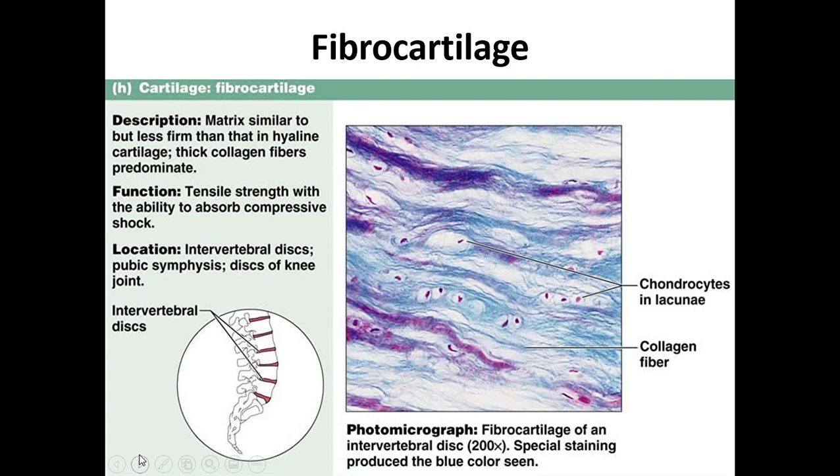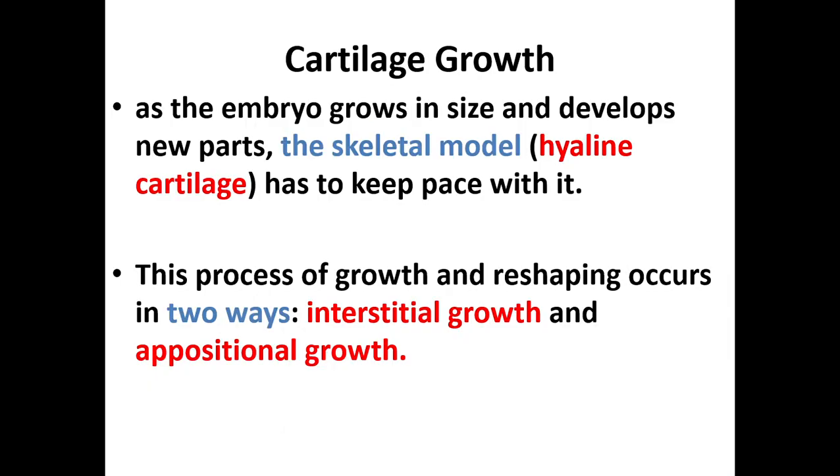In the body, we can have the fibrocartilage as an example in the vertebral column, in between the intervertebral disc, wherein we have a cartilage disc here and it is a fibrocartilage. Again, under the microscope, we can see the collagen fibers arranged in bundles while the chondrocytes are arranged in rows.